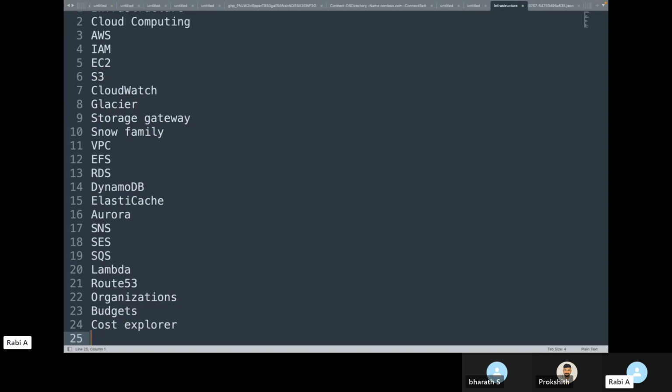Now, not all of these services are important. However, if you're looking at doing certifications, these services are important. But from the interview's perspective, not all of these services are important. As we work with the services, I'll tell you which services are important, and within that, what the important topics are. But ideally, these are the services that I'm going to cover. Okay. Any questions with this?